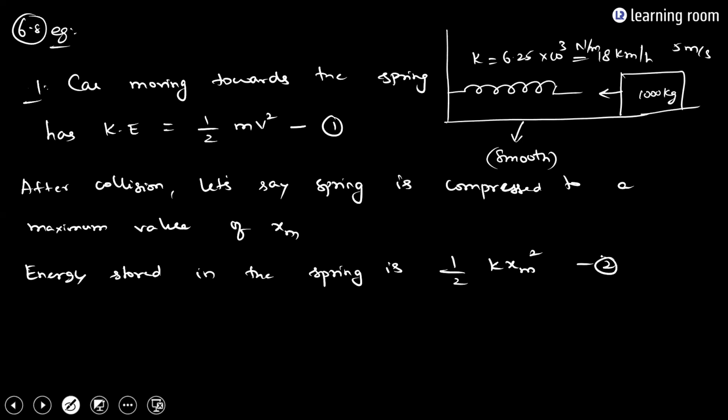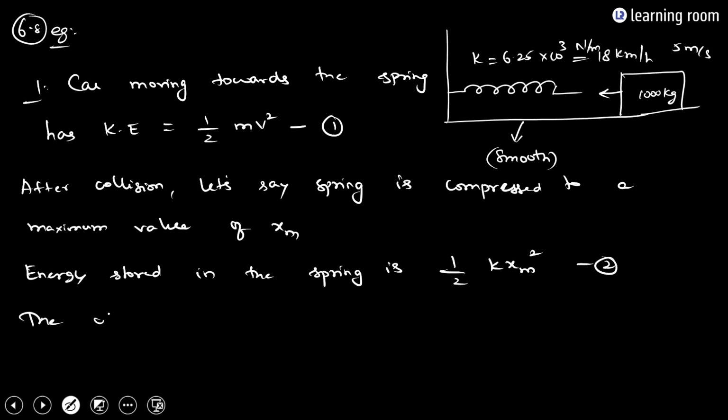Let this be 2. Here if you observe, when we derived the value for potential energy of a spring, we got minus half into k into xm square. But why did I use a minus there? Because there we calculated the work done. Work done can either be positive, negative, or 0. But energy is always positive.